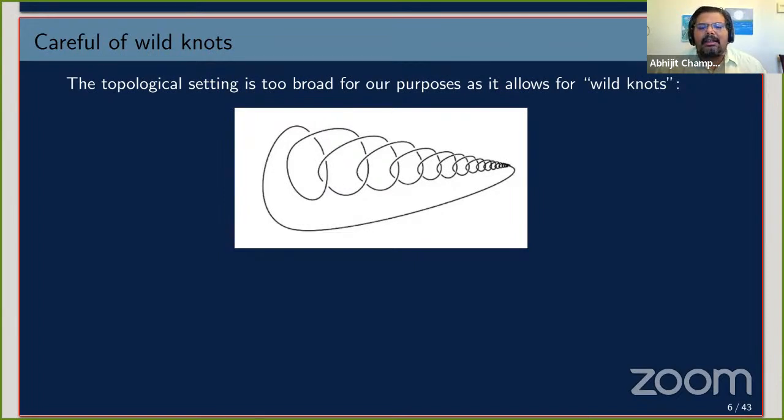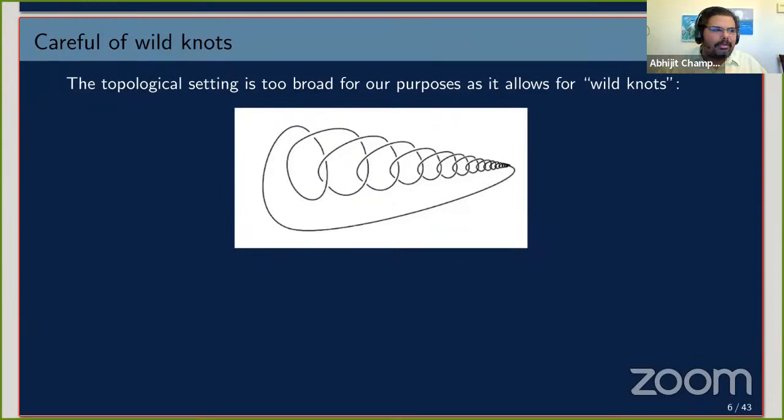Wild knots are embeddings for which, if you try to draw a diagram, it would look something like this. There is some kind of limiting behavior. There is no finiteness. There are no finitely many crossings. Remember, a knot projection or a knot diagram is a finite four-valent graph. So with something like this, it would be difficult to get a regular projection.